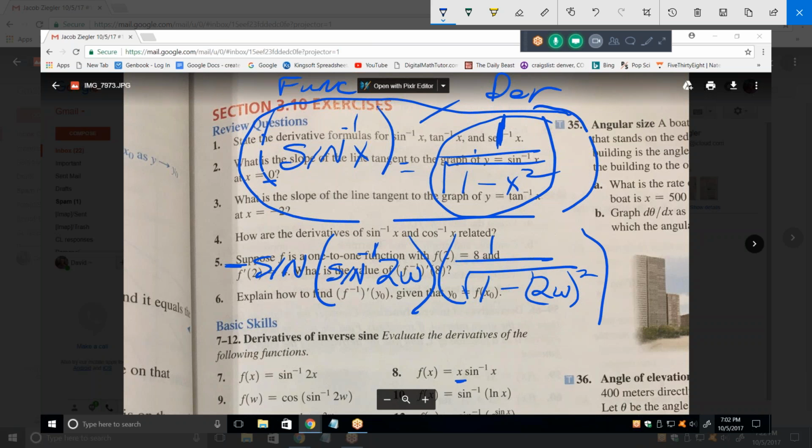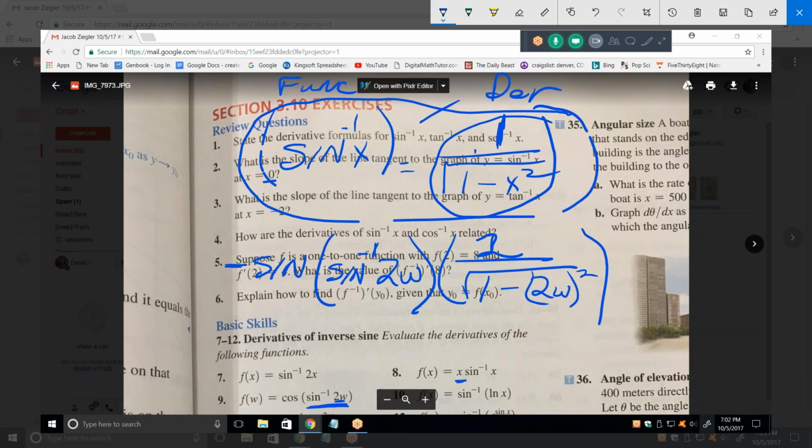Okay. Now, there was a further inside. In other words, our first inside was that. But there's also an inside to the inverse sine function, 2w. So I have to multiply everything by the derivative of that inside. I thought it just wouldn't matter. No, it matters. You got to multiply it by 2 because the derivative of that second inside is 2.